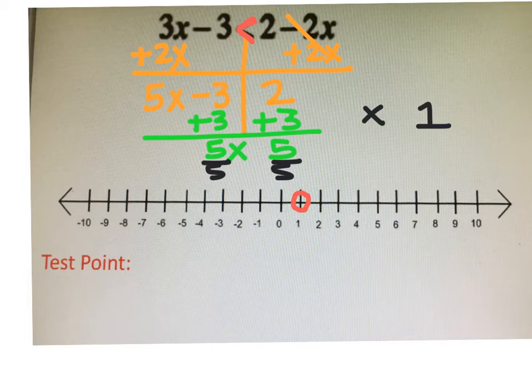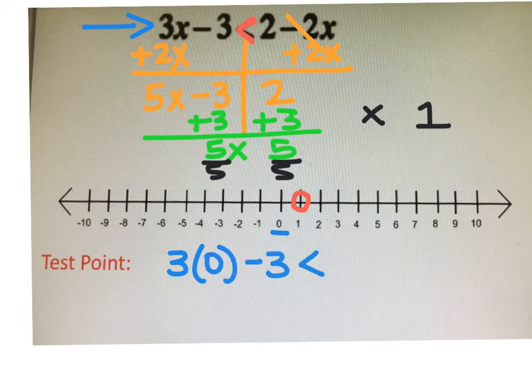Now to figure out which way I'm going to draw my arrow, I'm going to pick a test point. You can pick a test point over here to the right or to the left. This time I'll pick one over here to the left. I'll use 0 as my test point. So you have to go back to the original inequality. I'm going to rewrite it. I'm going to write 3 times 0, that's my test point, minus 3, is less than 2 minus 2 times 0.